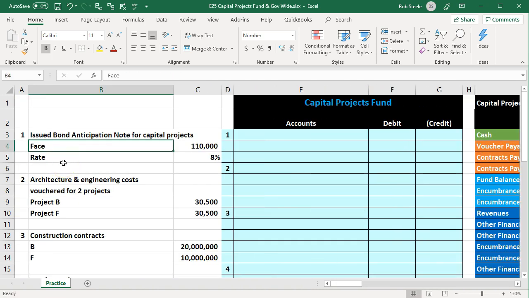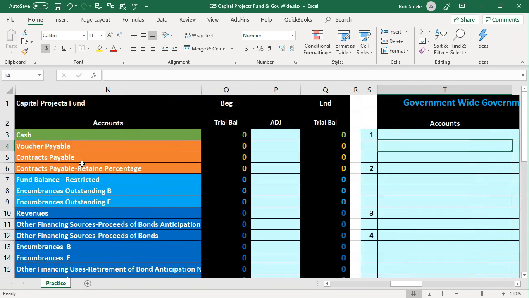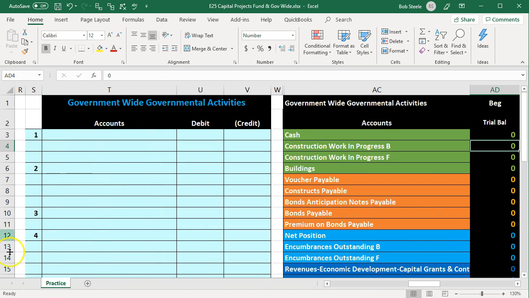Now let's take a look at the first transaction. It says we issued bond anticipation note for capital project. Now we're actually going to scroll over to the governmental activities because that's going to be on the accrual basis. We'll take a look at that first, and then we'll jump back over here to the capital projects. So we're going to scroll over to the government-wide activities.